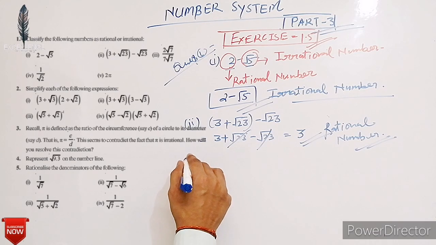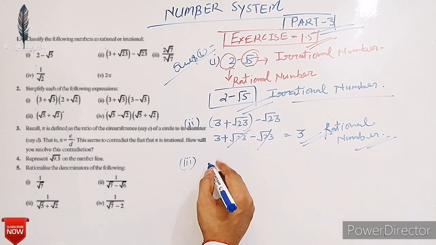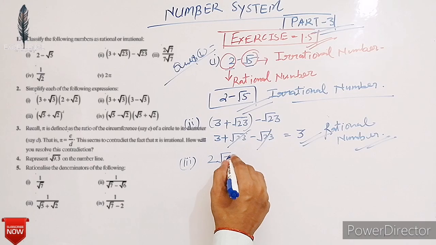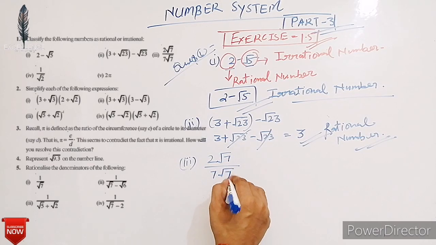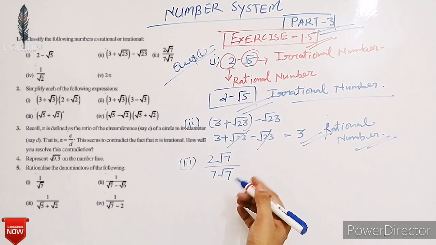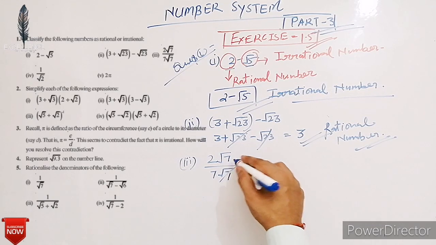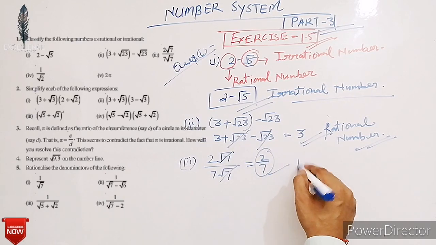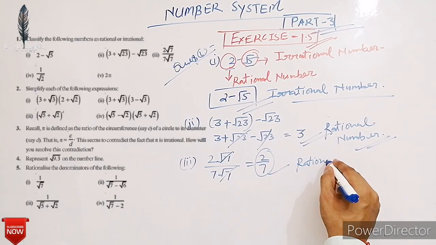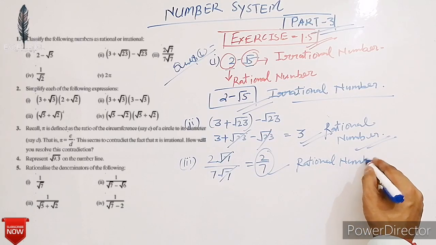नाउ थर्ड, 2 अंडर रूट 7 अपॉन 7 अंडर रूट 7. अंडर रूट 7 से अंडर रूट 7 कैंसिल होगा, सो हेयर is equal to 2 upon 7, which is a rational number.